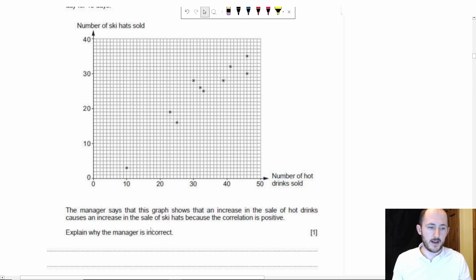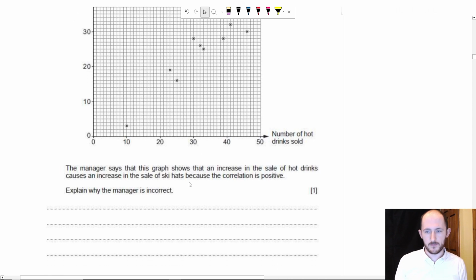Explain why he's incorrect. So they're lucky that they've told us it's incorrect. Because if they didn't tell us it was incorrect, I'm willing to bet quite a few people would say, okay, well, it's positive correlation, therefore an increase in the number of hot drinks sold increases the number of ski hats. So why is he incorrect in this case? So one key thing, and it's literally on your spec, is that they say this.